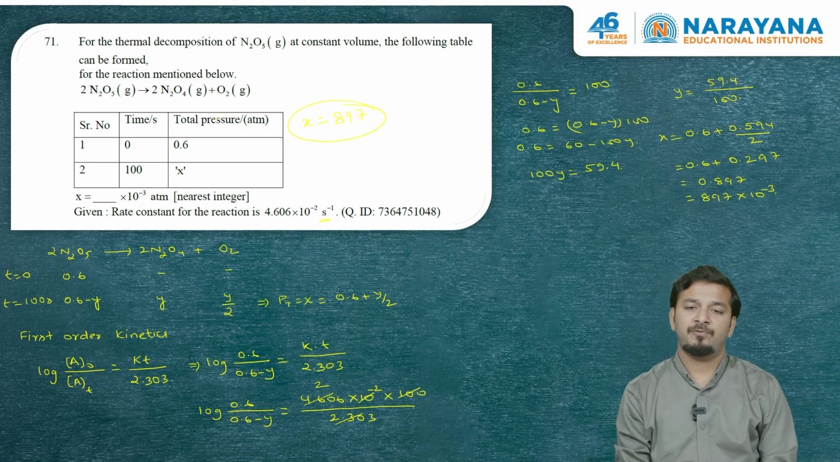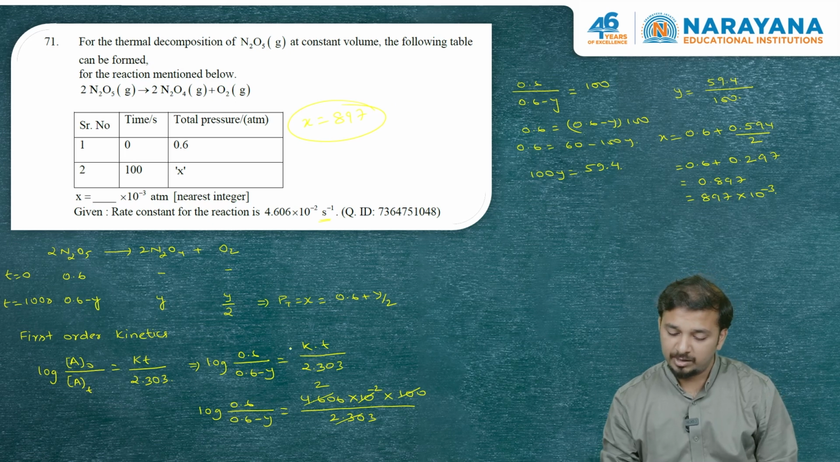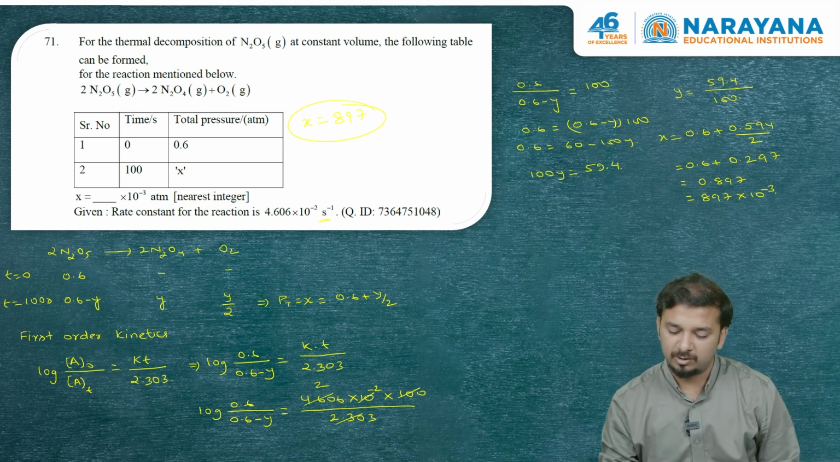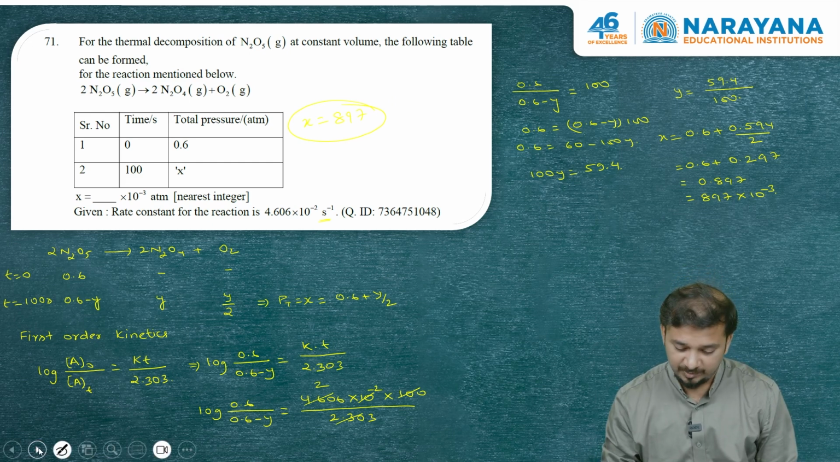But if we consider this 4.606 as only K, not the effective K, then we have to use 2 times of 4.606 in that case. As they have not mentioned anything, I am taking it as effective K for this reaction.